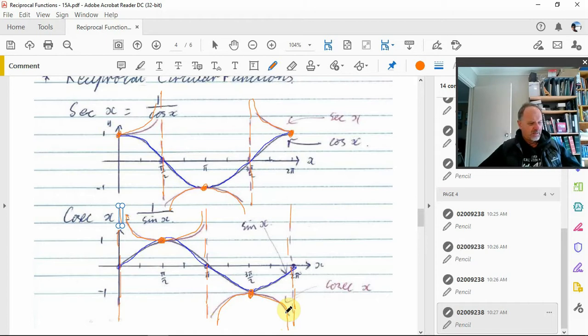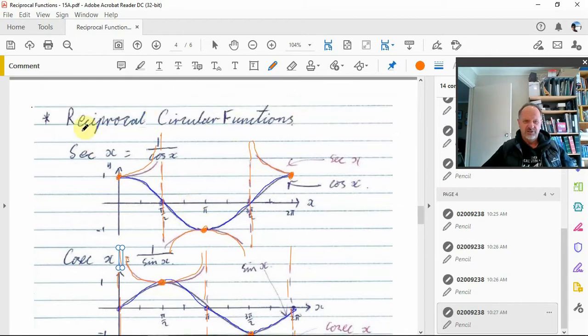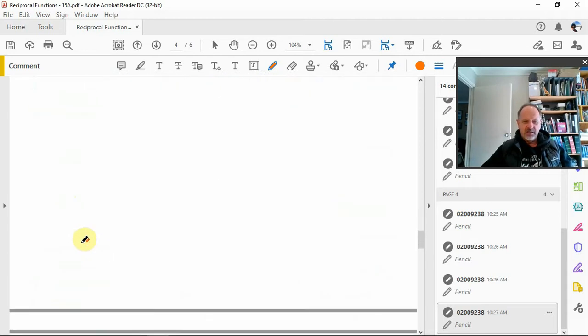All right, so again we'll use our standard sine and our standard cos to work out our reciprocal circular functions. So reciprocal circular functions: sec, cosec, there is also cot as well, but we're not going to look at cot, we're just going to look at sec and cosec. So let's have a look at an example.